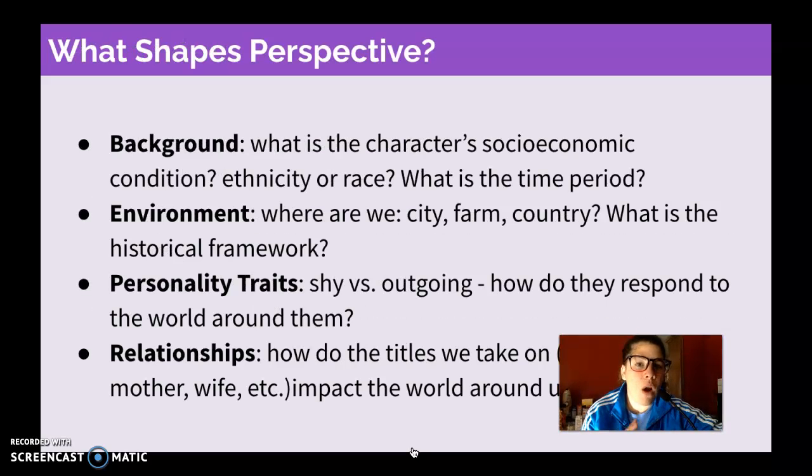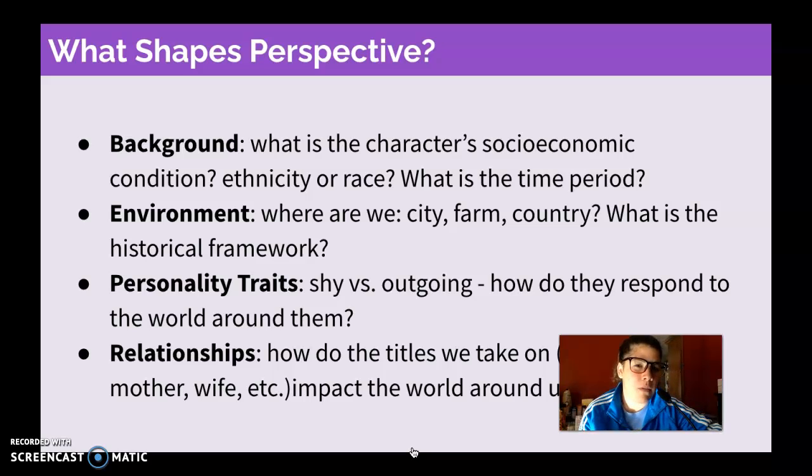So there's really four elements that shape someone's perspective. The first is background. Where are these characters coming from? What is their ethnicity or race? What is the time period? Think of the environment. Where are we? Are we in a city, the farm, the country, a different state, a different continent? Is there a historical framework that backs that up?